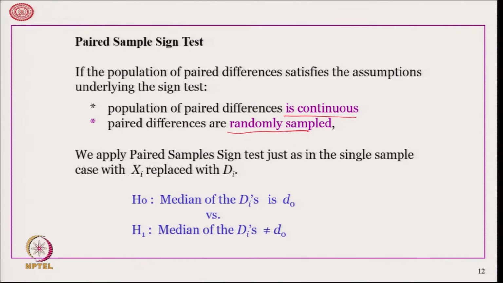If these two assumptions are satisfied, then we are going to use the paired sample sign test, where the null hypothesis H naught is that the median of the Di's is D naught, versus the median of the Di's is not equal to D naught. For example, we are looking at only a two-sided test.